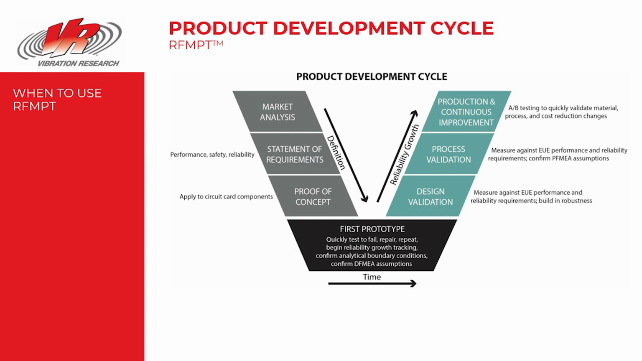On the reliability growth side of the product development V-cycle, RFMPT becomes an important tool for shaking down test hardware before producing lots of prototypes for full-blown validation testing.